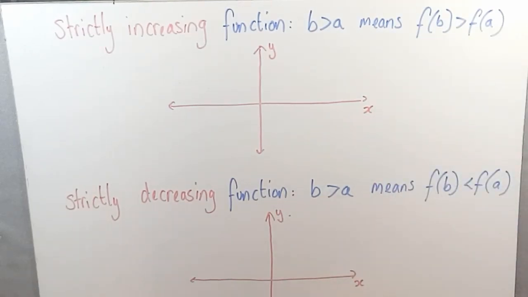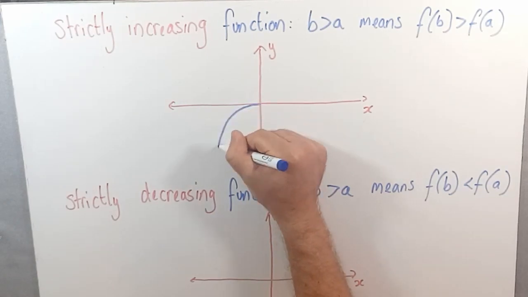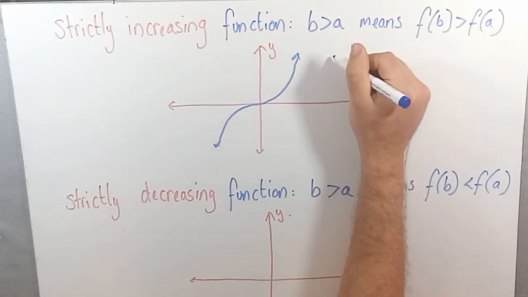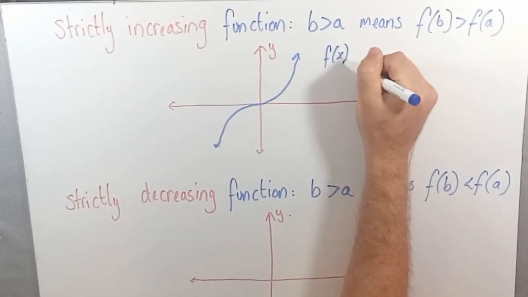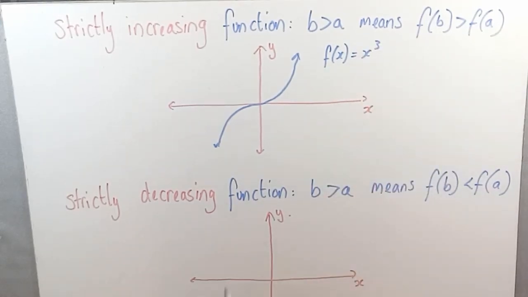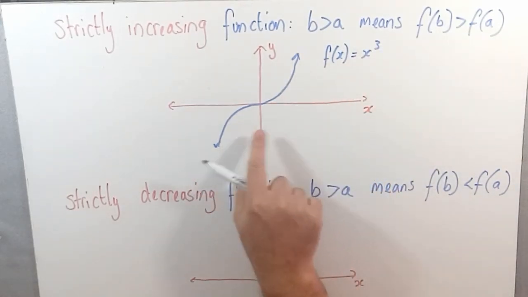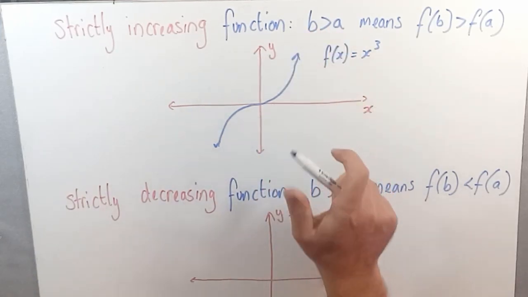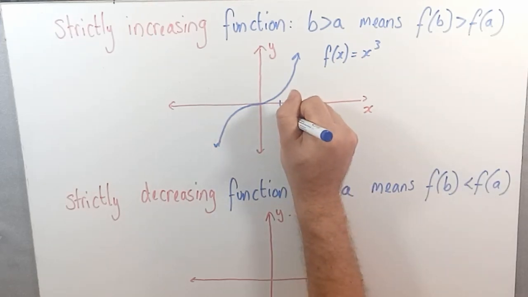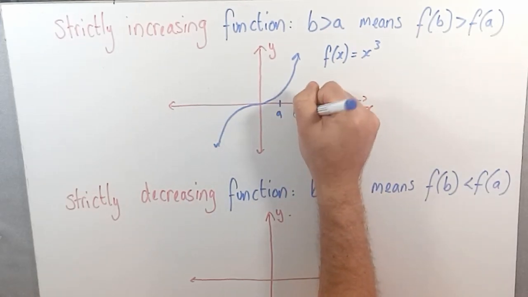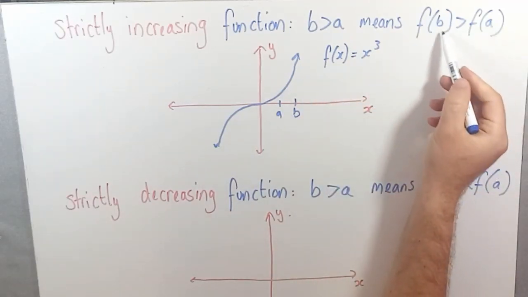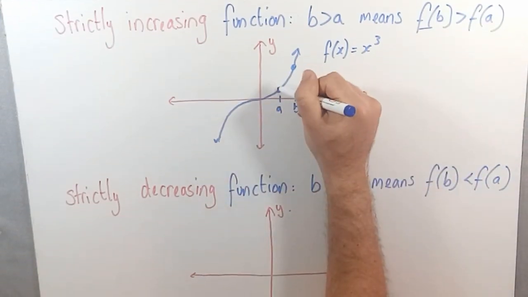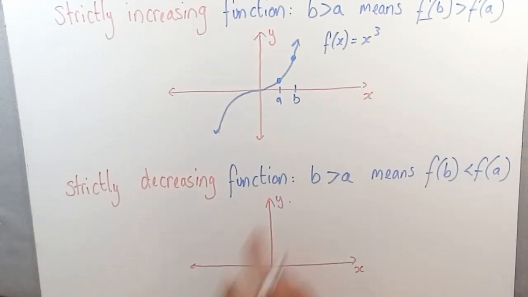Okay, so strictly increasing. Let's draw a strictly increasing graph. So the easiest one to draw is f of x equals x cubed. Okay, strictly increasing function. So for any value, as you go further up here, it doesn't matter if you compare a b and an a value. So you might take a as being here and b as being here. Okay, so when you put that into the function, f of b is going to be higher up the ladder than f of a. It doesn't matter what values of a and b, as long as b is bigger than a.